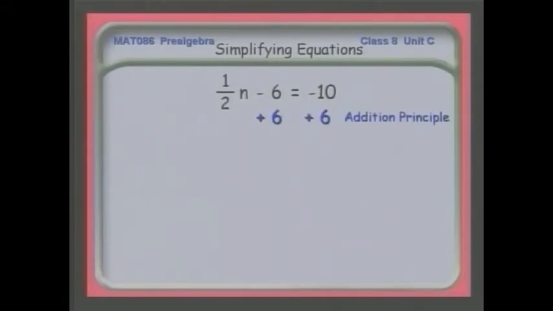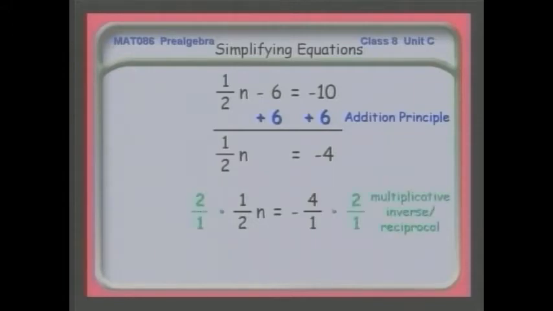The first thing we do is add 6 to both sides of that equation, and minus 6 plus 6 creates a 0. Minus 10 plus 6 is minus 4. Now we have 1/2 n is equal to minus 4. We need to get 1n in order to solve the equation. What we need to do at this point is multiply the 1/2 by something that will make it a 1.